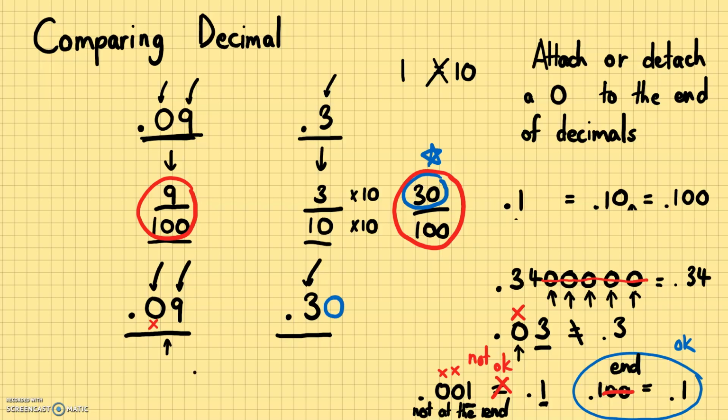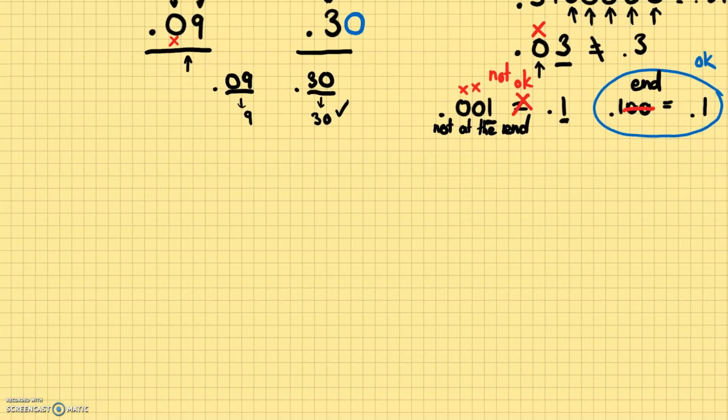So now we're comparing 0.09 and 0.30. And now it's much easier to see which decimal is bigger. Thinking of whole numbers, this is like comparing 9 and 30. Of course, 30 is bigger. But that wasn't so easy to see when we just had 0.09 and 0.3. Now that we've changed them to have the same number of digits, it's much easier to see which one is bigger. Okay, so let's try another example.